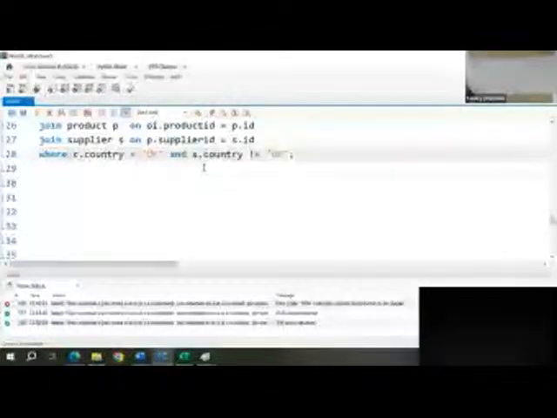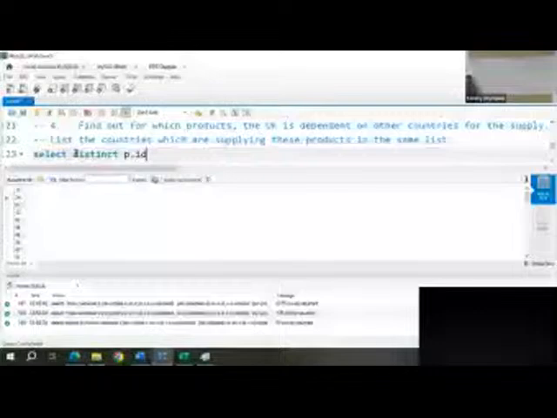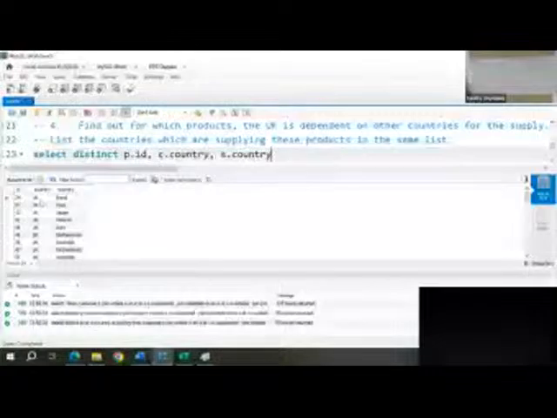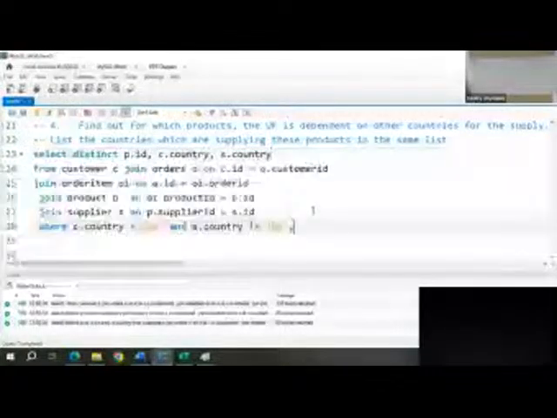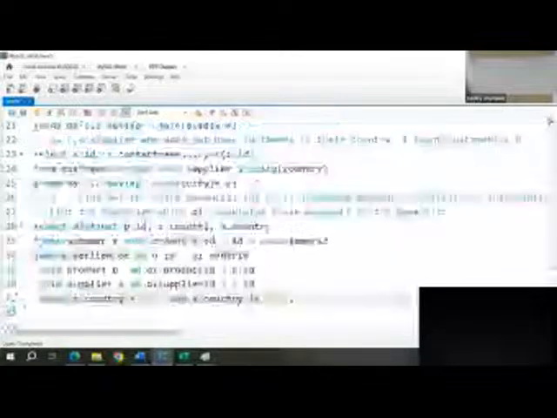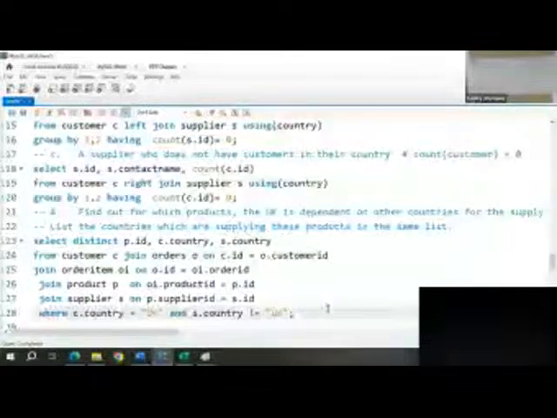And we need only products, right? So how about I just give distinct depending on other countries for supplying. Okay, let me just also say C dot country and S dot country. So you can see customer country is UK, supplier country is Brazil, some other country. Okay, yes. So we are finishing off with all the 5 tables being joined. That is all. So whenever you approach a problem, write the condition. That is all. That will do.